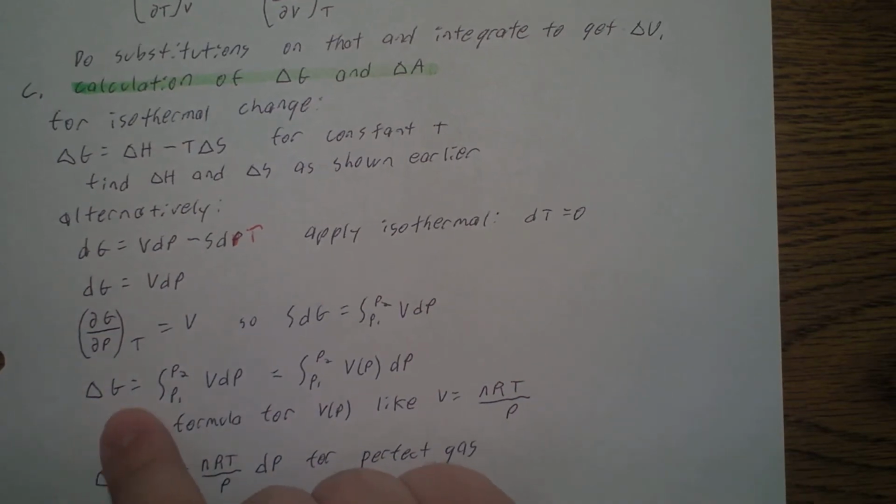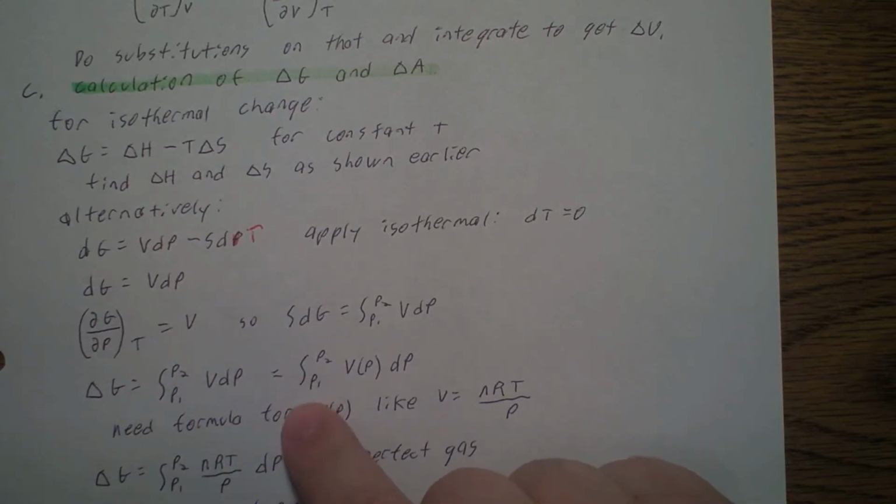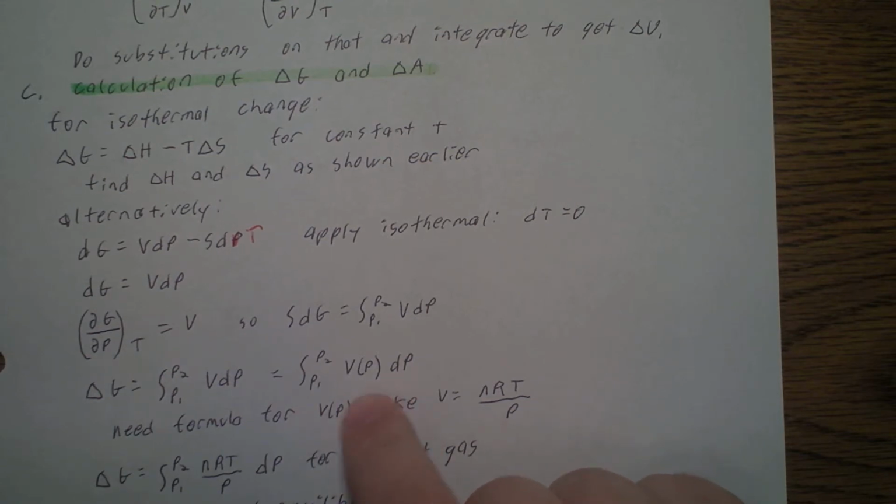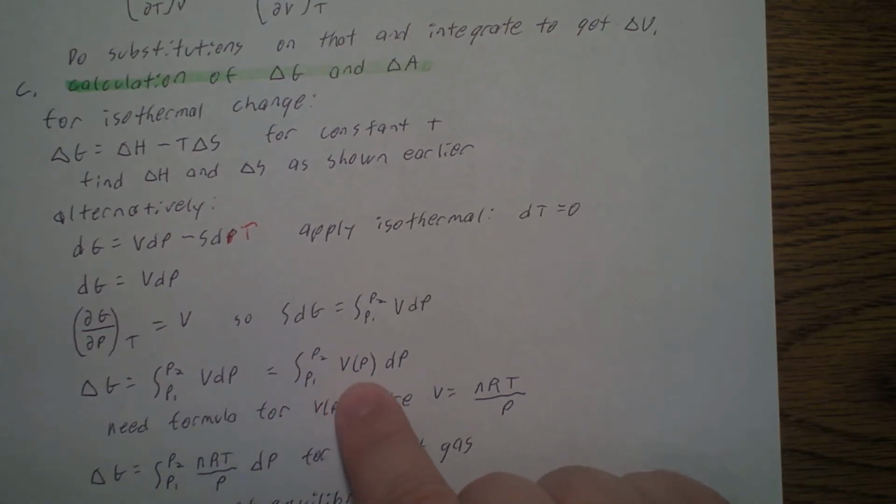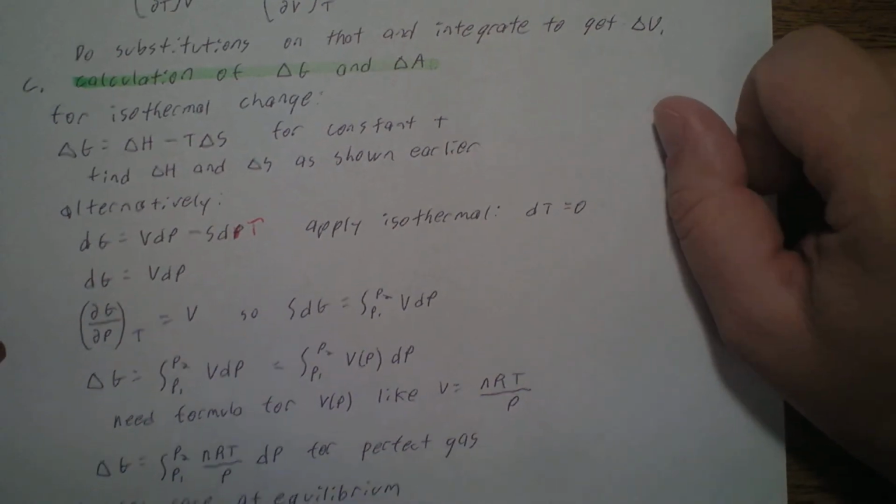So we get the finite change in Gibbs free energy is equal to the definite integral from pressure 1 to pressure 2 of volume with respect to pressure. But remember, volume is a function of pressure. So to make sure we know that, we should write it as a definite integral from pressure 1 to pressure 2 of volume as a function of pressure with respect to pressure.